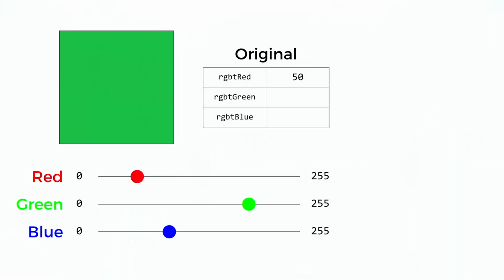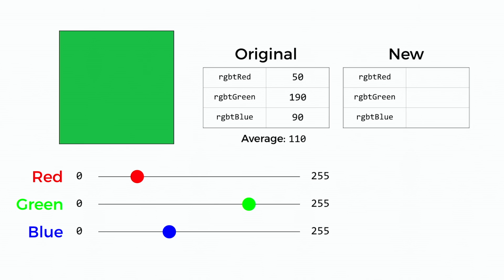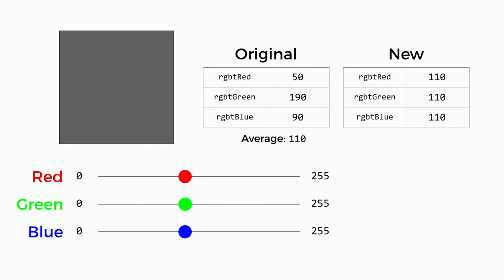What does this look like in practice? Well, let's take this shade of green, for example, where the red value is equal to 50, the green value is equal to 190, and the blue value is equal to 90. If we take these three channel values and take the average of the three, the average is 110. So for our new pixel that we're going to convert to grayscale, we're going to take the red value, set it equal to 110, take the green value, set it equal to 110, and take the blue value and set it equal to 110 as well. The result is a shade of gray that approximately matches the brightness or darkness of the original pixel.